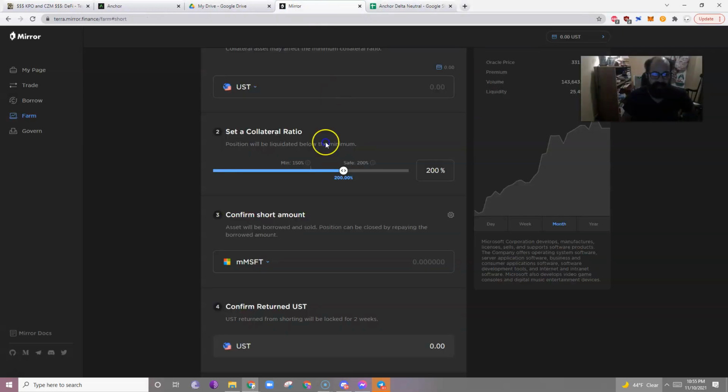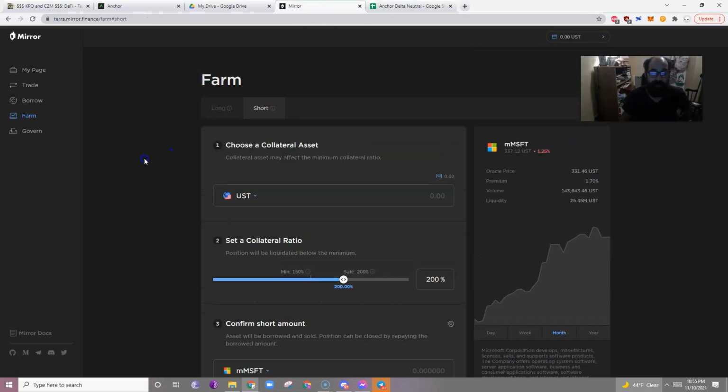So let's look. With Mirror, the first thing you need to do is open up a short position. Now, a short position means that your position increases in value as the underlying stock decreases in value. Now, why am I saying stock? Well, because with Mirror, what Mirror does is it creates mirror stocks on the Luna ecosystem.